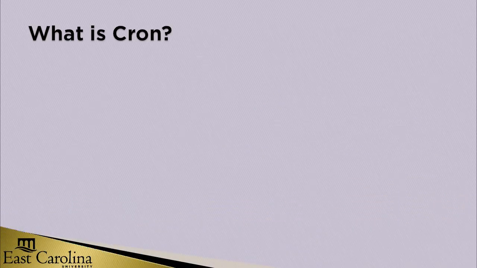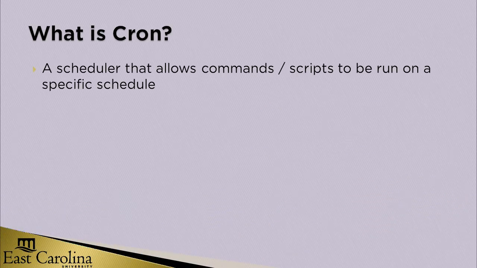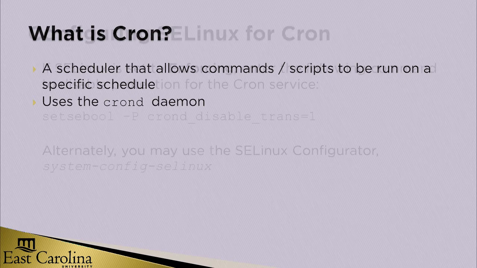Cron is a scheduler that allows us to schedule commands or scripts to be run on a certain schedule. The schedule is set by us, the users or administrators, and can range from running a command every other second to running a command once per year. Execution of tasks is carried out by the Cron daemon. It's very customizable and a great way to automate tasks.